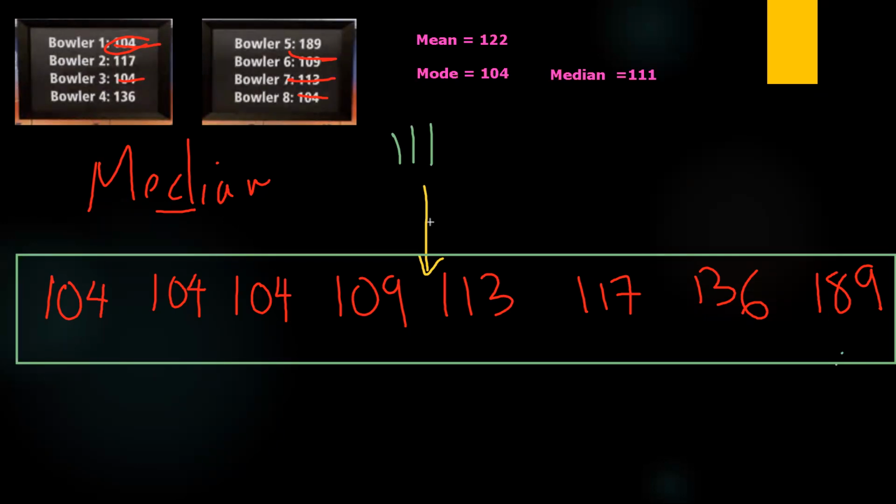Okay, I understand now. Thank you, teacher. Teacher, for the median, if the number was repeated, would I write it? Like here, 104. I mean the mean, the mean. 122, you mean? Yes, the mean. So teacher, I will add the 104 three times.